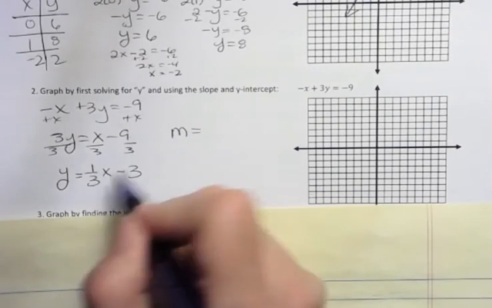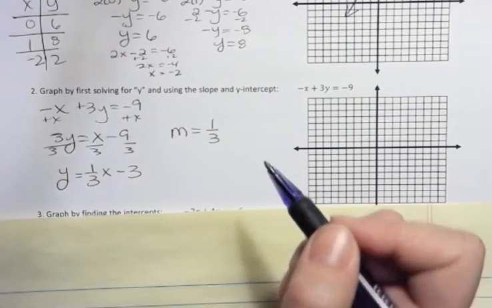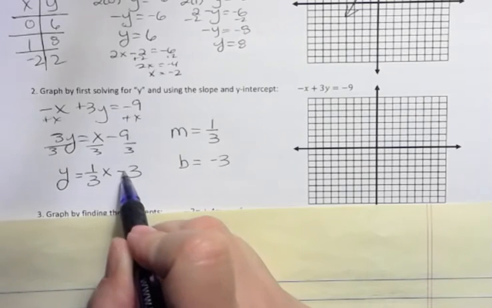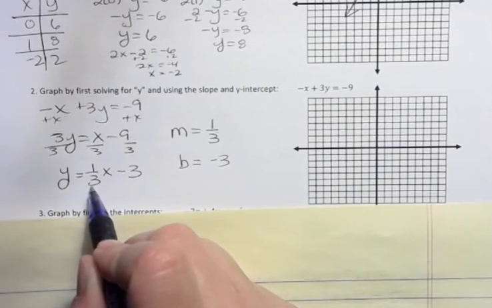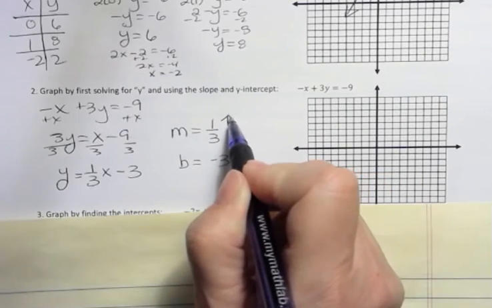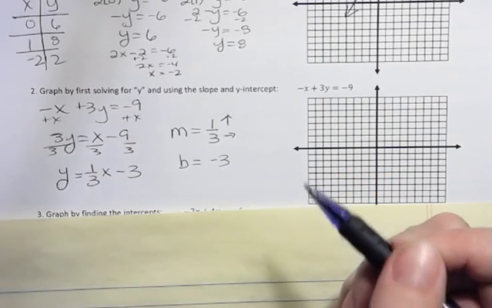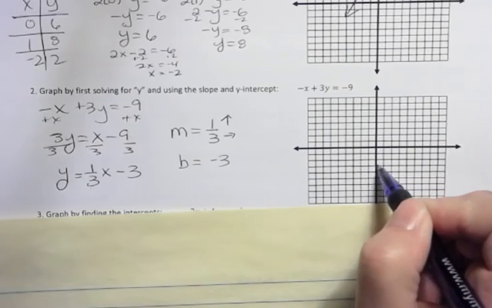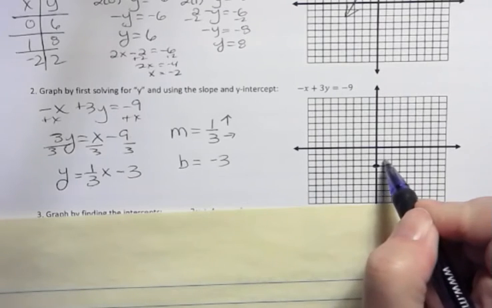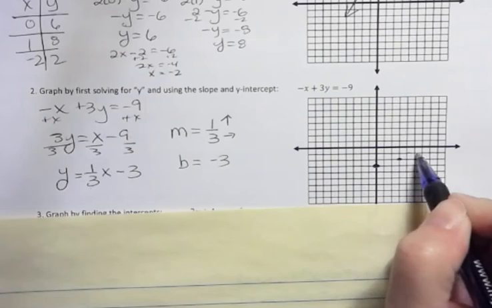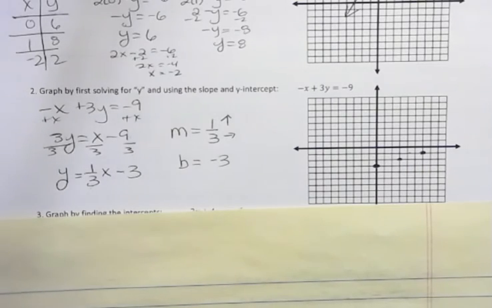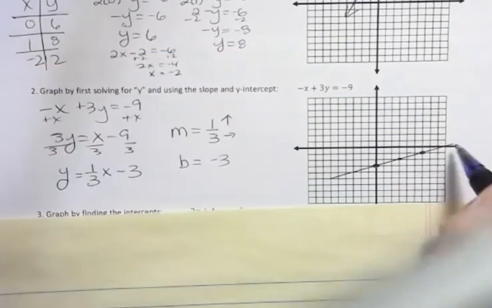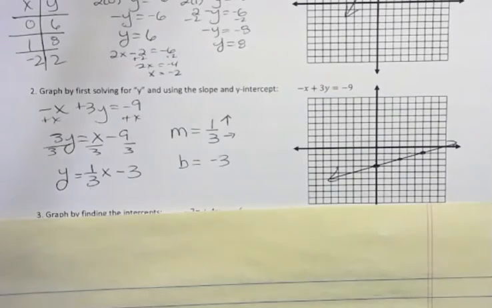What is my slope in this equation? It's 1/3. And what is my y-intercept, which we call b? That's -3. My slope being 1/3 tells me I'm going to go 1 up and 3 over from my starting point of -3. So I start at y equals -3, 1, 2, 3. I go up 1 and over 3. I can go up 1 and over 3 again, and I could keep doing that for as long as I wanted, and I would then form my line like that. So there's that equation graphed.